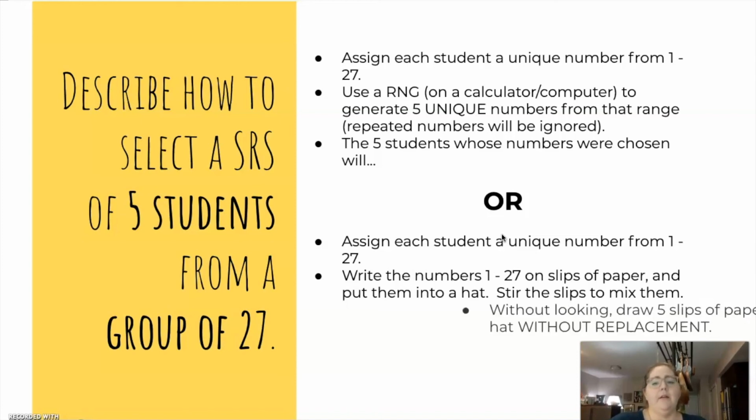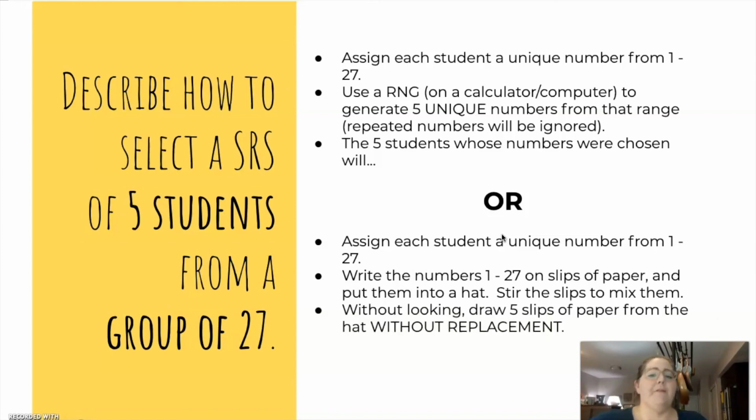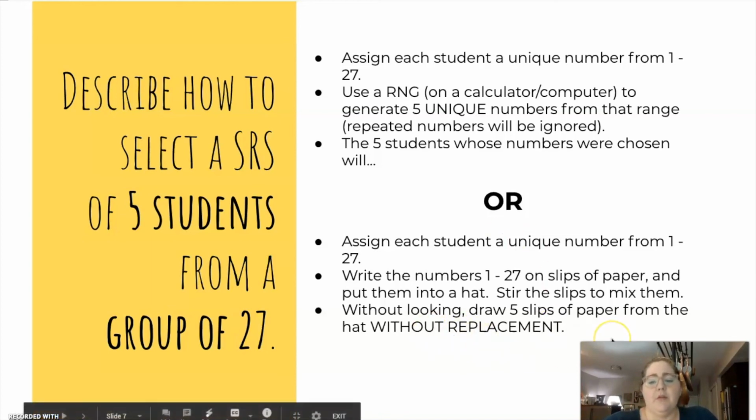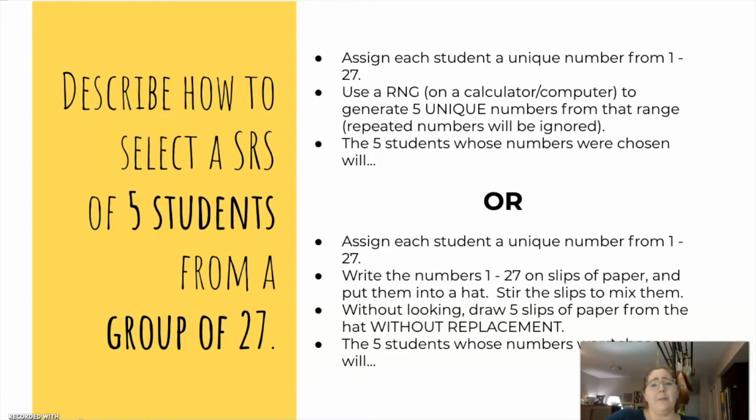So that is important. Without looking, draw 5 slips of paper from the hat without replacement, right? So when I pull a slip of paper out and that's my first number, I'm not going to put that number back. Again, that gives us 5 unique numbers that we're choosing from the hat. We can't get the same one twice, so without replacement is important. And then I would say the 5 students whose numbers were chosen will. Okay, notice I still went with numbering here, but it would be perfectly fine for you to say, put each student's full name on slips of paper and put all of those slips of paper in a hat. And then the 5 students whose names were chosen will. That's totally fine because it's still getting around the process.